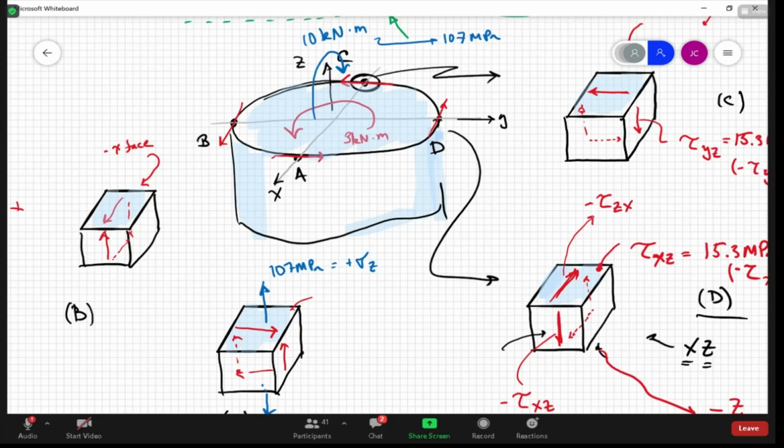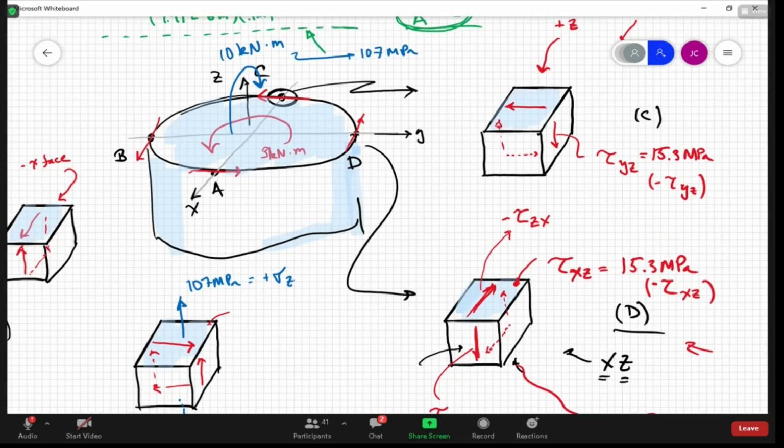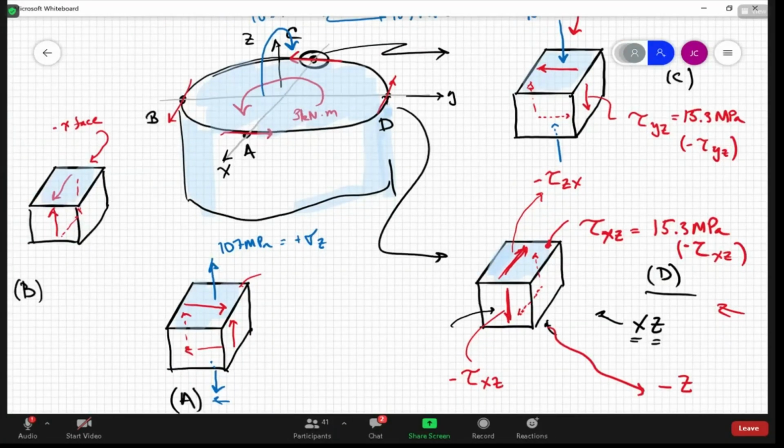Okay, what about at point C? Now we go up to point C. What's it going to do at point C? A compressive normal stress. It's a negative normal stress in the z direction, right? It's going to go like that. It's a compressive stress, right? Exactly, and its value is 107. And likewise, at point D, it does nothing, right? Because it's at the neutral axis.